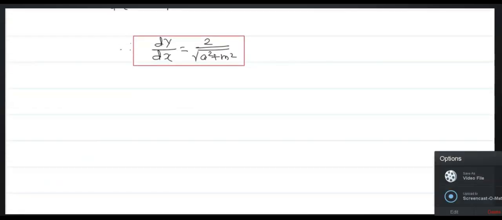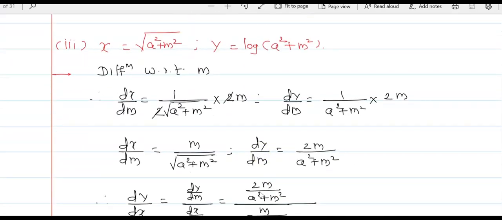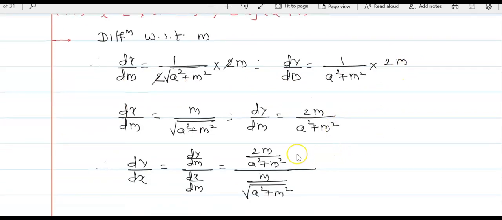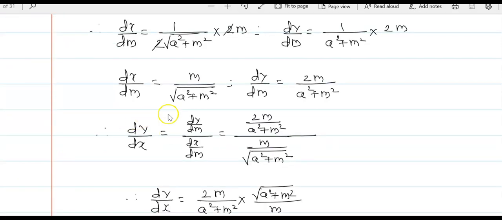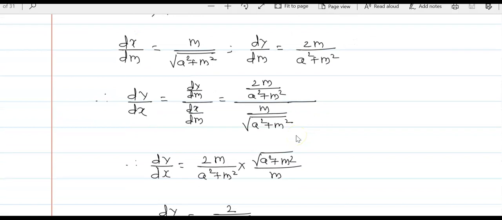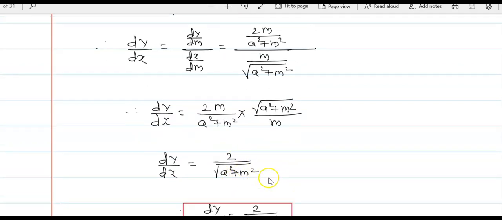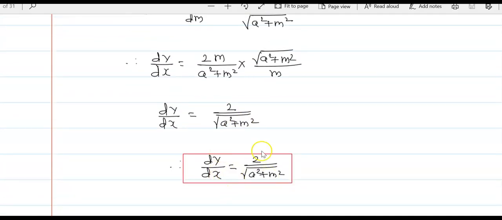Now see this again here. These are their derivatives, and taking the ratio, 2m upon a square plus m square upon m upon square root of a square plus m square, gets cancelled. You will get 2 upon square root of a square plus m square. Therefore, dy/dx is equal to 2 upon square root of a square plus m square.